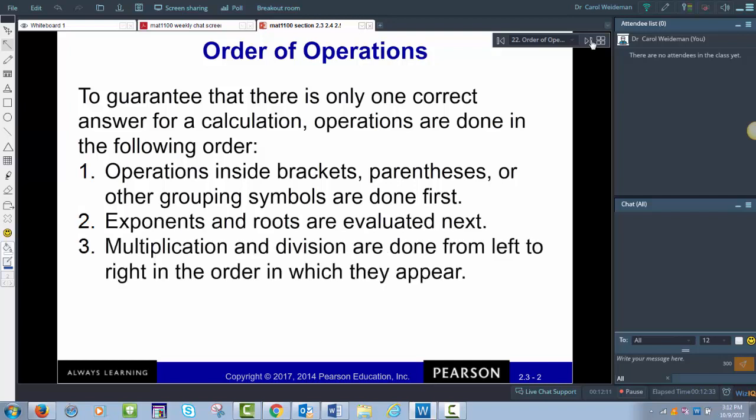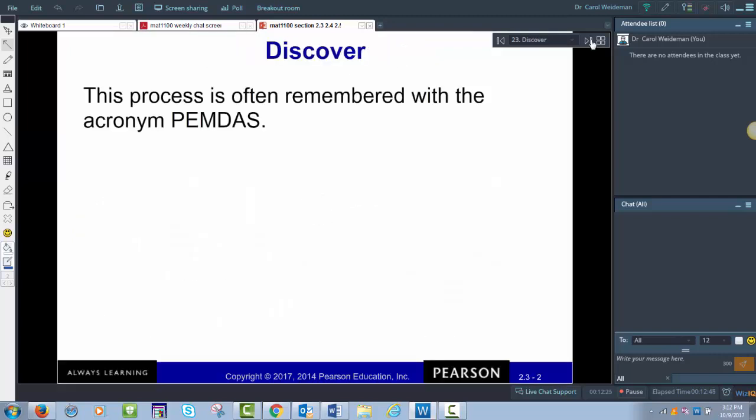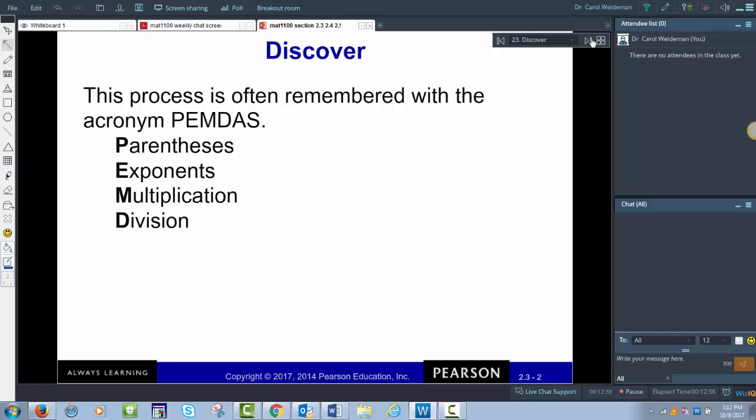And then we do multiplication and division from left to right in the order in which they appear. Multiplication is not done before division. It depends on what we see first, moving left to right. And then we do the additions and subtractions, again left to right in the order in which they appear. Many students learn PEMDAS: Please excuse my dear Aunt Sally. Parentheses, exponents, multiplication, division, addition, subtraction.